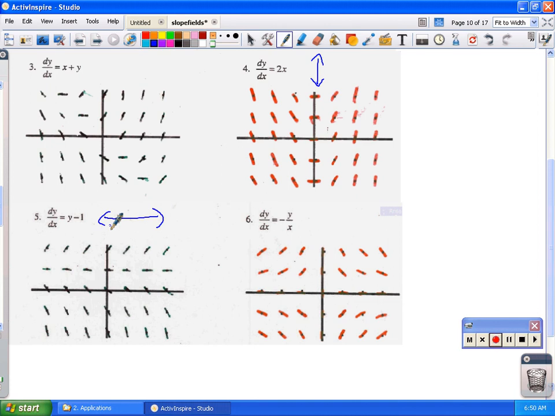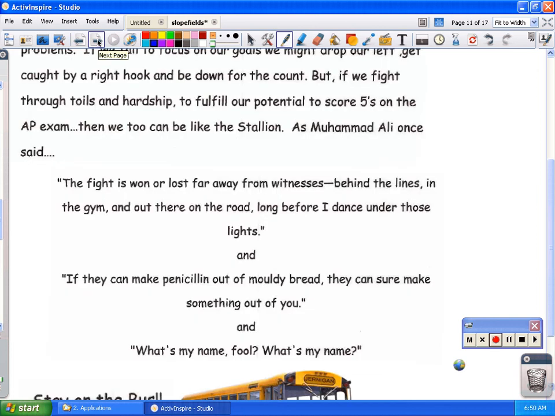And in number 6, the slopes depend on y and x, and you should have a slope field that looks something like that. And if it didn't work out that way or you're confused, you can come in and ask me some questions. All right, so what's the next thing that they can ask us to think about or to do with slope fields?